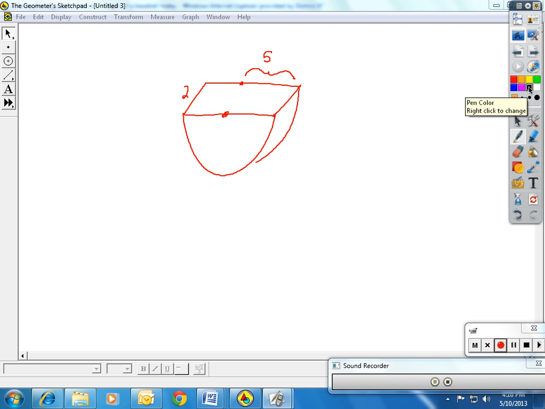Okay? So a couple of things that I need to think about here. One, if I were to look at all of my shapes, I have got a rectangle. So if I'm going to find my surface area, I need to find the rectangle area.